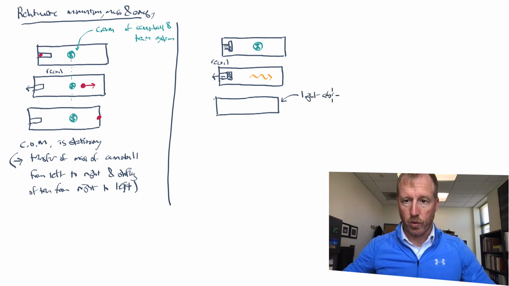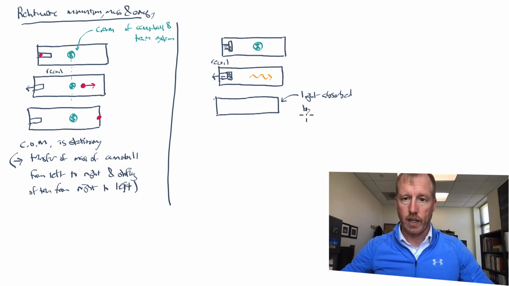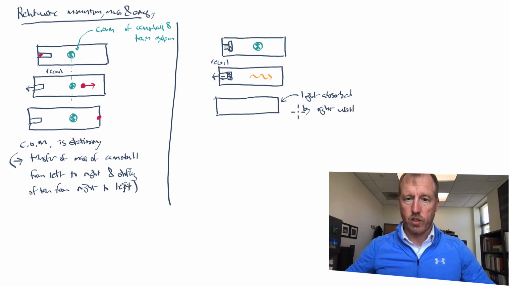Light is absorbed. Maybe it's a black wall or a black curtain over there so that it absorbs it. Light is absorbed by the right wall. And when it does so, the train comes to a stop. And the train has shifted, as I mentioned, leftward. Okay, so the train shifted leftward.